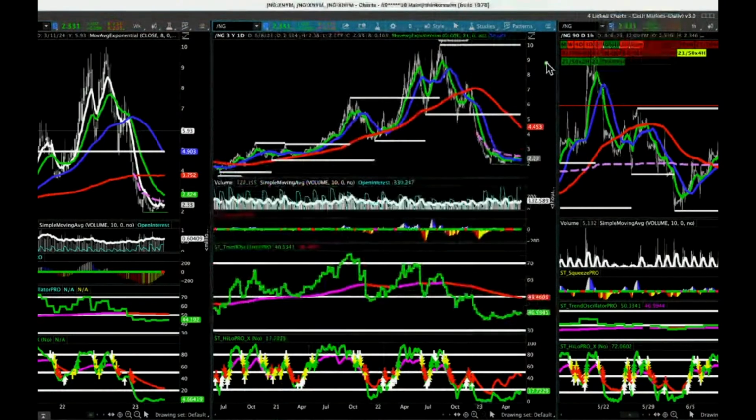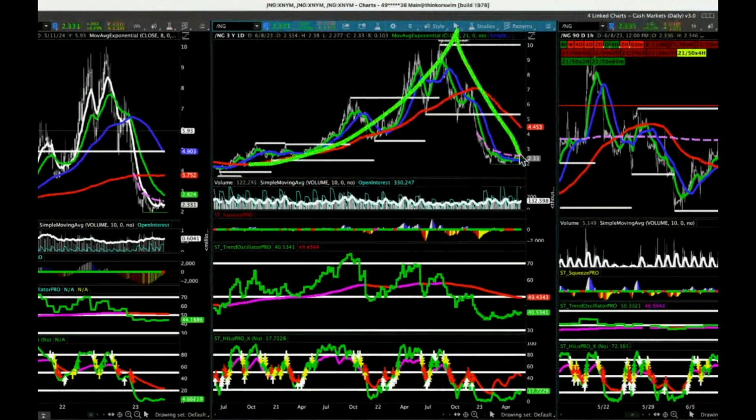So this is nat gas. We all know what nat gas did. It went from 2 to 10 and then back to 2. That's a big move. You see a high here, you have a higher high, and then you have your final highest high. See how the indicator made a high here on the first high, and then on the second higher price high, it made a lower high, and then here it makes a third lower high. Usually these come in threes.